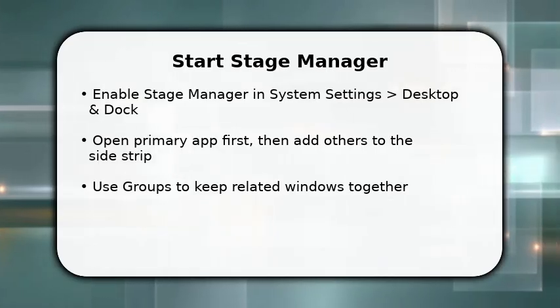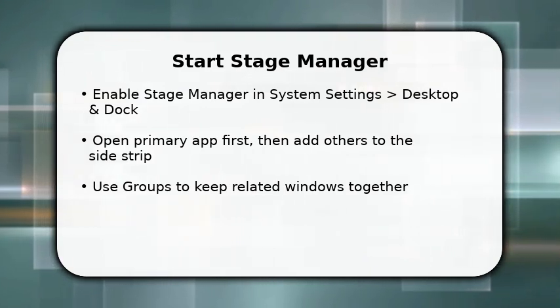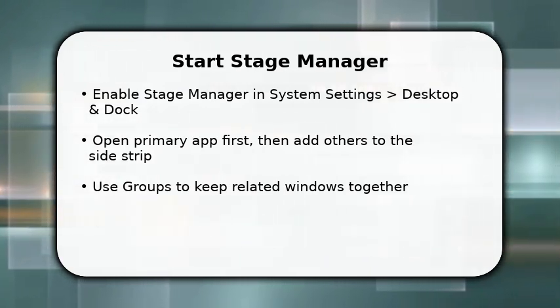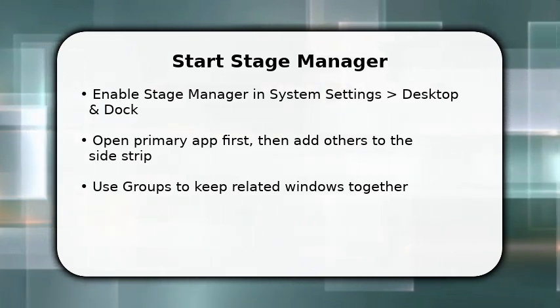You start by turning Stage Manager on and opening the app you'll use most. This sets the active space and avoids clutter. Once done, add other apps one by one to the side strip so you see immediate context.